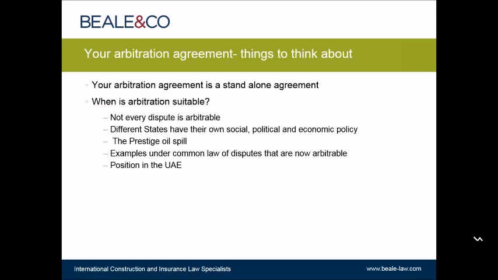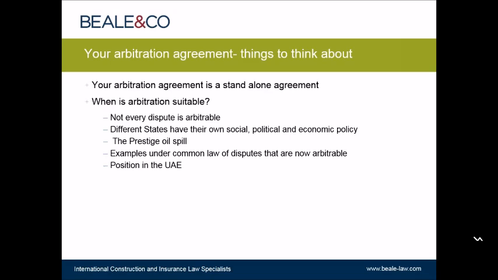Although arbitration agreements are embedded in the parties' contract, they are treated as separate to the main agreement. This is what is known as the doctrine of separability. Now, this simply means that regardless of whether or not your main agreement is terminated, the arbitration agreement remains valid and binding on the parties.